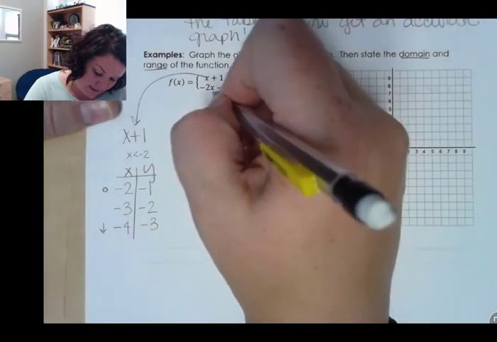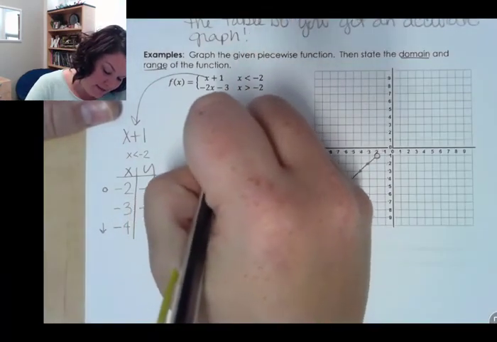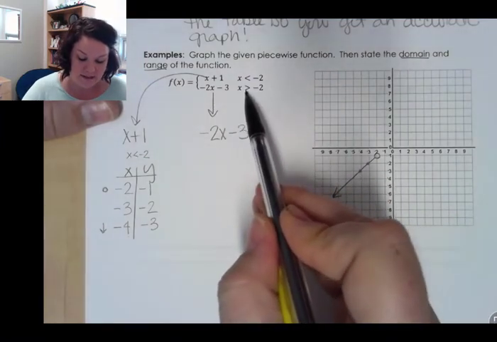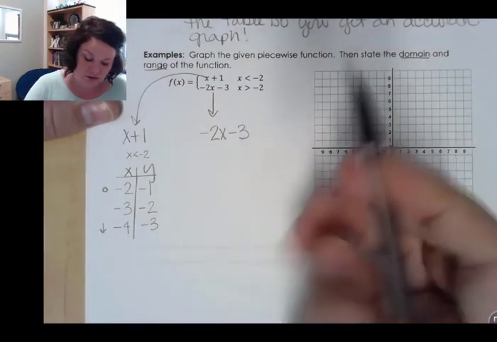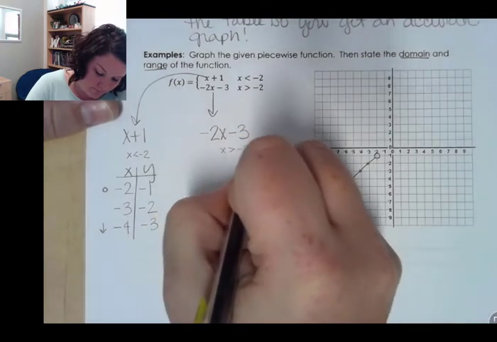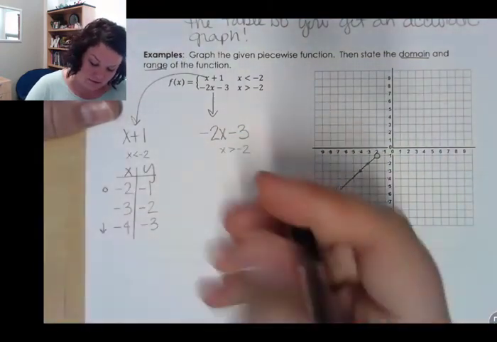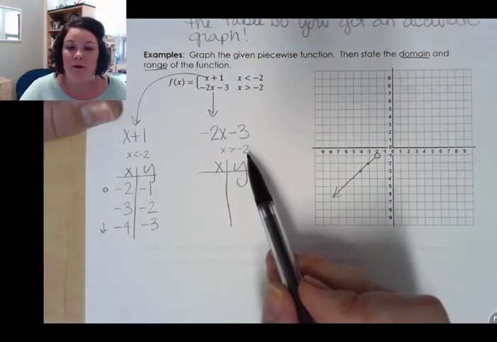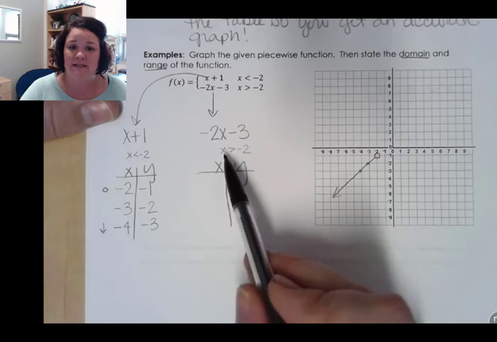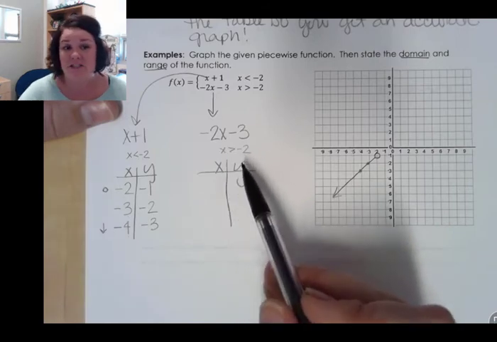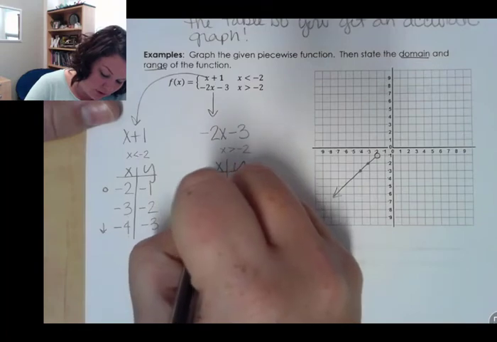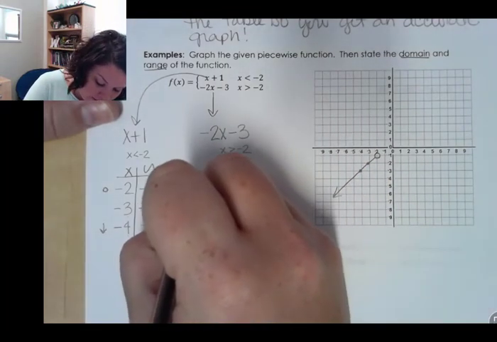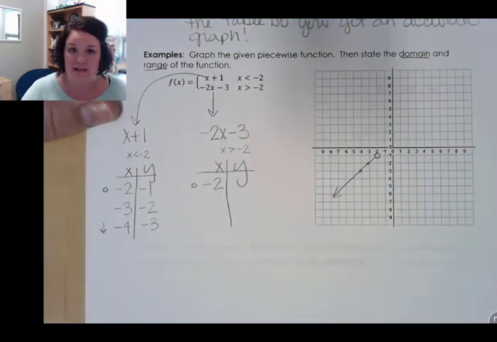Now I want to do my second piece. My second piece is -2x minus 3, and this piece is only for x's that are greater than -2. Again, when I make my XY chart, I have a stopping point at -2, because this is x's greater than -2, so I can't even start until I get to -2. But it does not have that equal to bar, so this one's not included, and I want to use an open circle at that point.